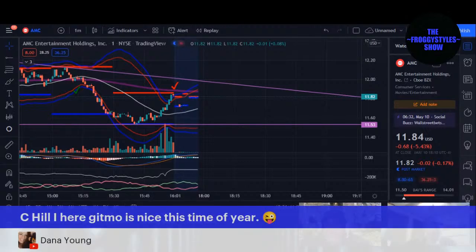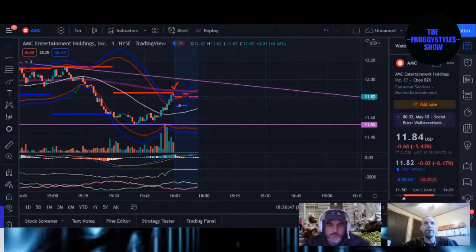It would be nice if a couple of them hedgies get arrested. Dana says, I hear Gitmo's nice this time of year. It would be nice that all the hedgies and the market makers that have done all this corruption finally see jail time. But who knows?